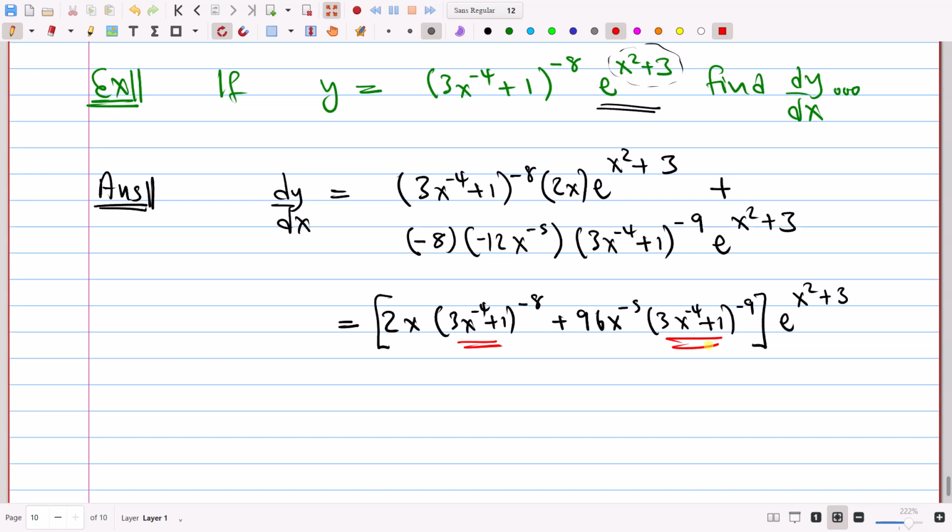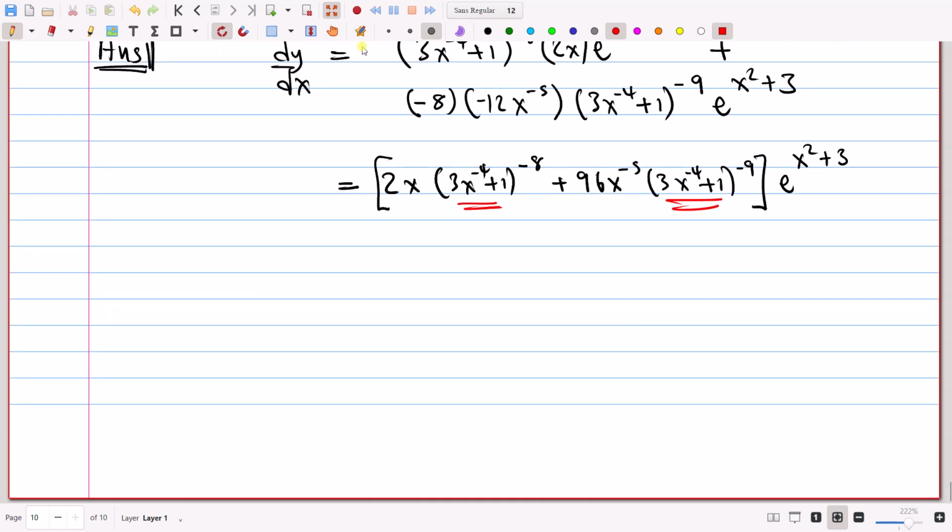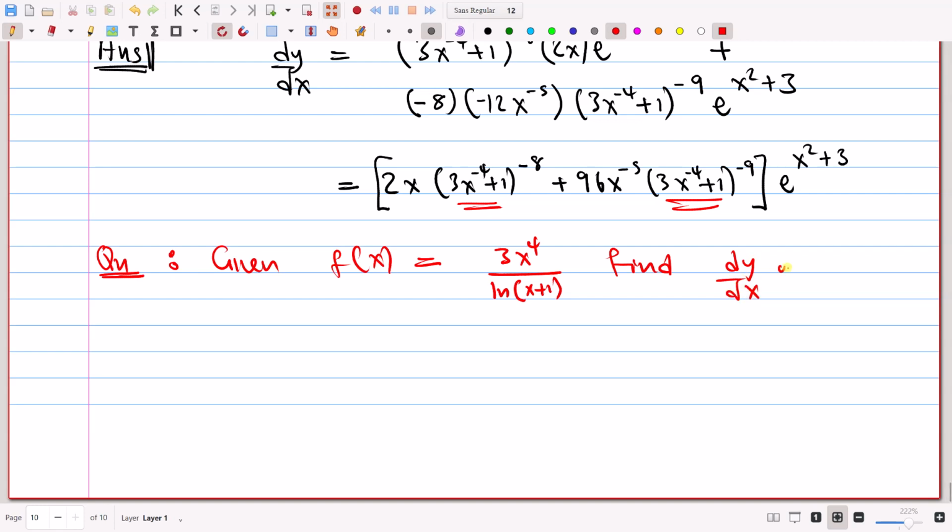So this is how we differentiate a product of two functions. But we already mentioned that this works for both product and quotient, so let's see now how it works when we have a quotient. You can be given something like this. They say, given f(x) as a function which is equal to 3x^4 over ln(x) + 1, find dy/dx.